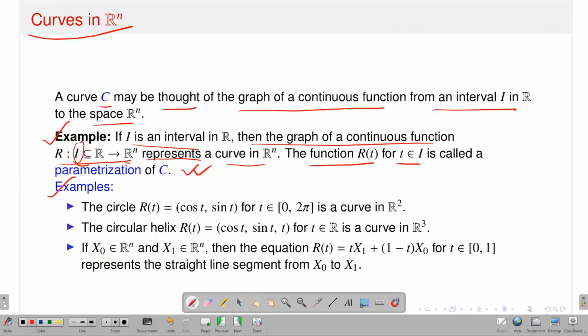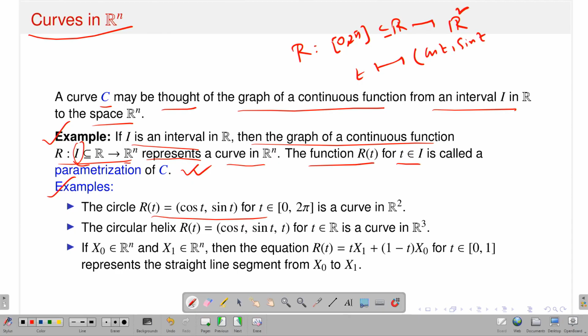If I give examples, then it will be more clear. For example, look at the first example. It says that if I have these functions, what are these functions? Capital R is a map from your closed interval 0 to 2 pi, which is a subset of R, to R2. What sort of map is that? t goes to cosine t comma sine t. So, this is the curve.